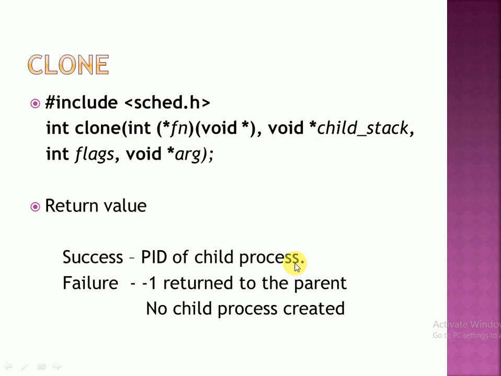The second one is clone. This is the same as the fork system call. This creates a new process in a similar manner to the fork system call. This returns the process ID of the child process, and if a failure occurs, then -1 is returned to the parent.